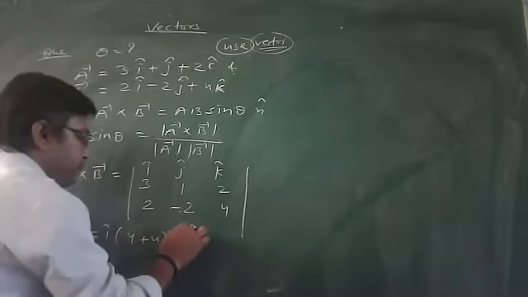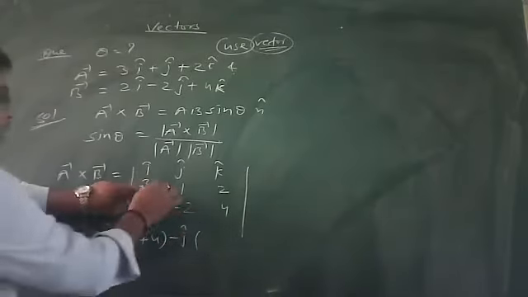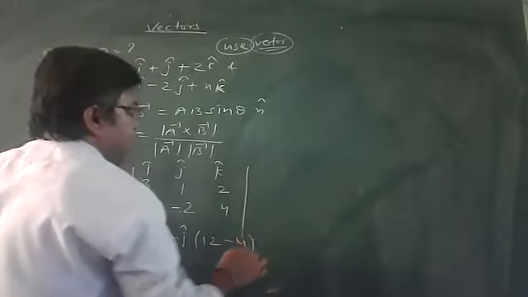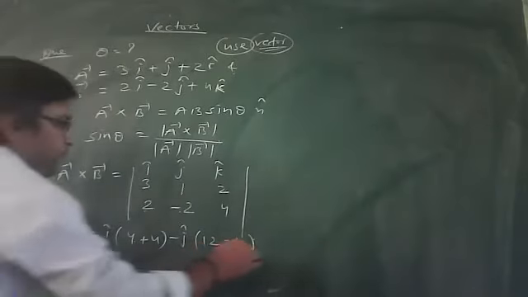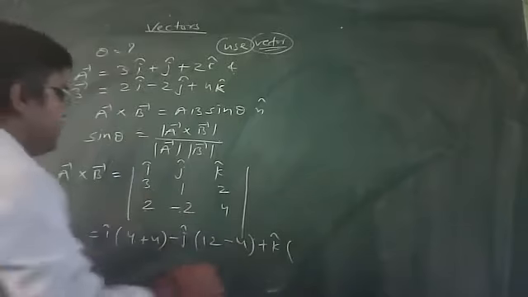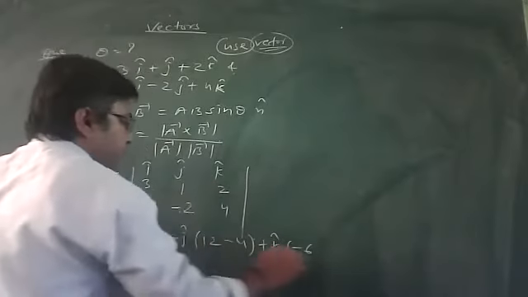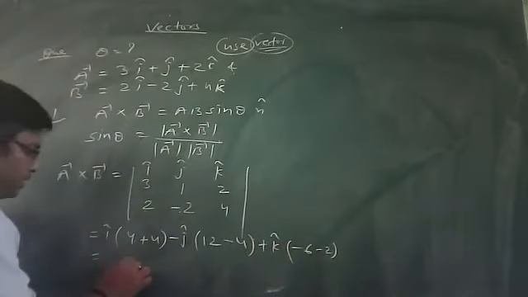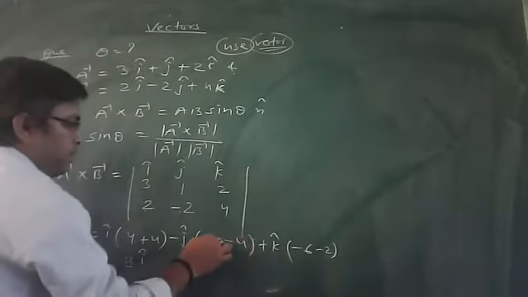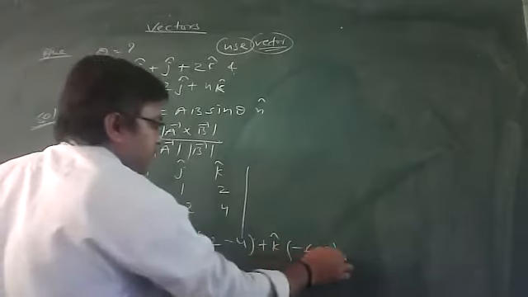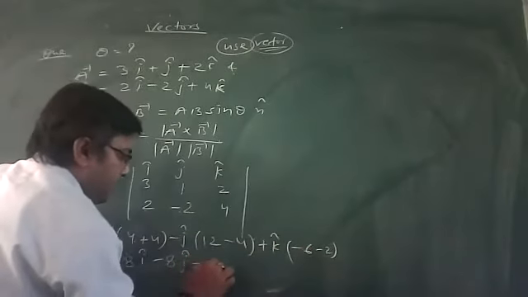Then minus j cap. Leave the terms of j. You will get 4, 3 is 12, minus 2 into 4. Plus k cap. Next you will get here k cap. What is k cap? Leave this k. You will get minus 6 and it is minus 2. So what is the final result? It is 8 i cap, 12 minus 4 is 8. And you will get here minus 8 j cap. It is minus 6 minus 2, you will get here minus 8 k cap.